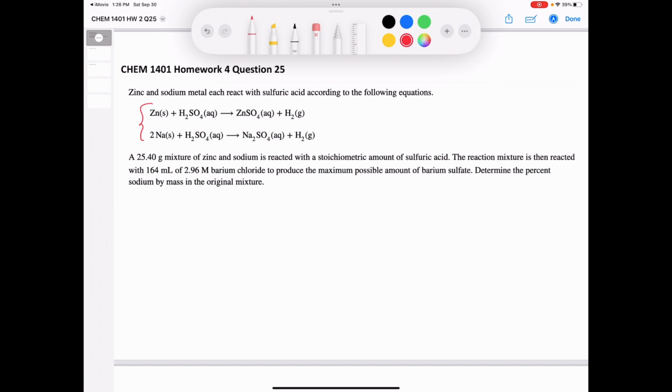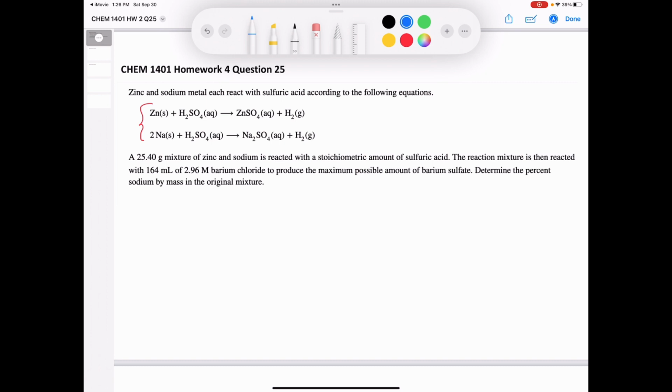Then it goes on and says if you have a 25.40 gram mixture of zinc and sodium, and you react it with a stoichiometric amount of sulfuric acid, so that's just exactly the amount of sulfuric acid you would need to consume both of those metals. The reaction mixture is then reacted with 164 milliliters of 2.96 molar barium chloride to produce the maximum amount of barium sulfate. Determine the percent sodium by mass in the original mixture.